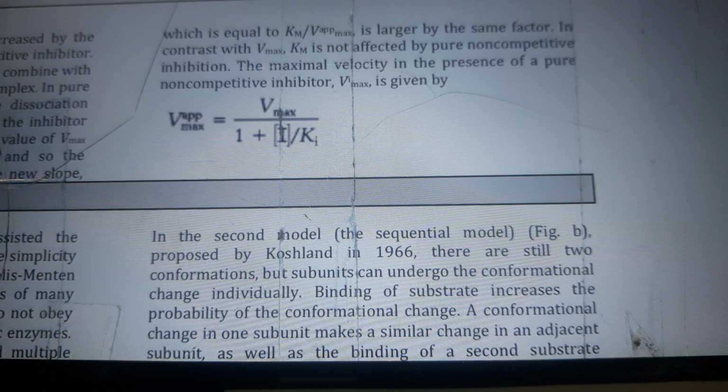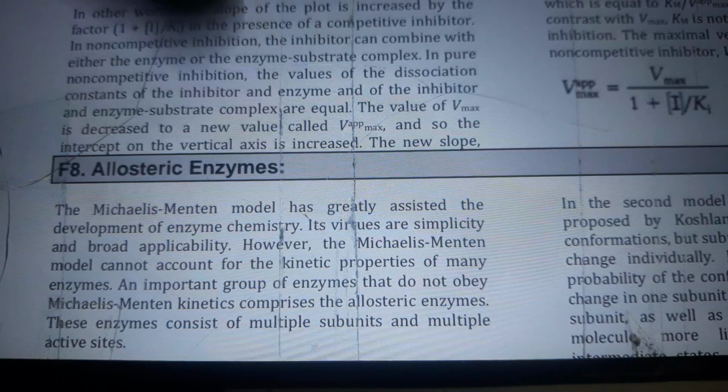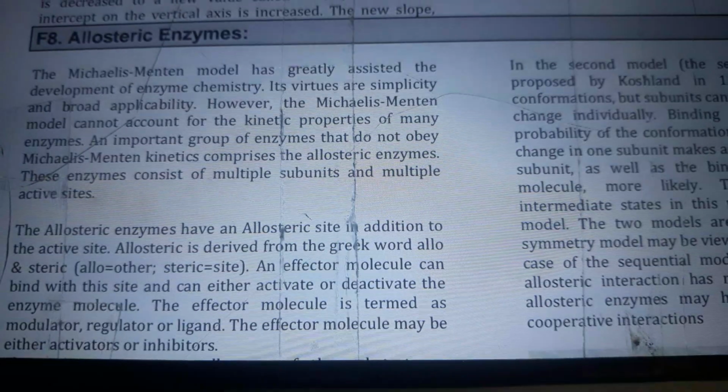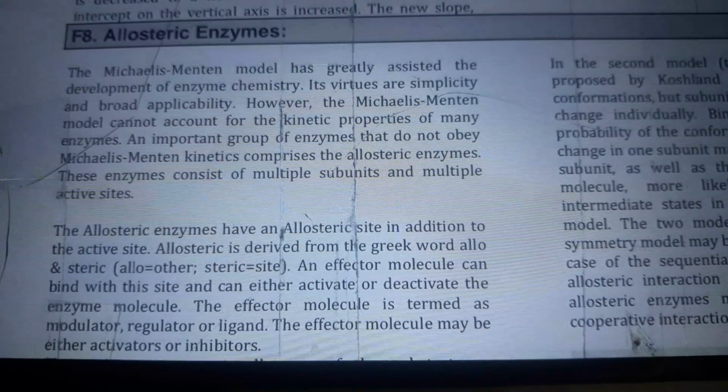The maximal velocity in the presence of a pure non-competitive inhibitor, Vmax prime, is given by Vmax prime is equal to Vmax by 1 plus I by KI. That's the topic there. The next topic will be allosteric enzymes.